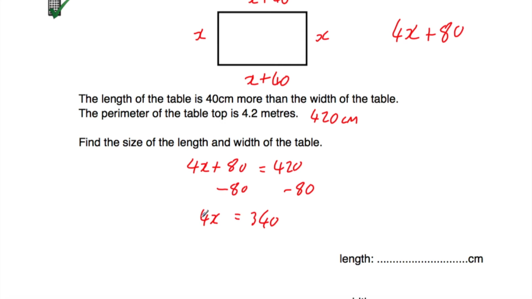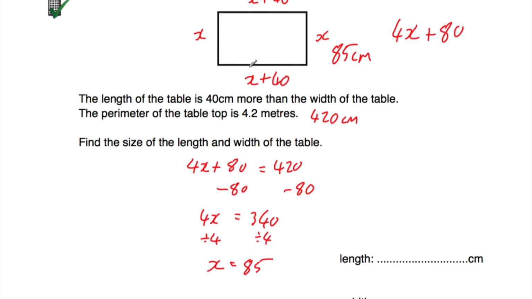Now we don't want to know what 4x is, we want to know what x is, 1x. So we now need to divide by 4 and divide by 4. So 4x divided by 4 would be 1x, or just x. And on the right hand side, 340 divided by 4 is equal to 85 centimeters. So it means that x is 85 centimeters. That means that the width of the rectangle is 85 centimeters.